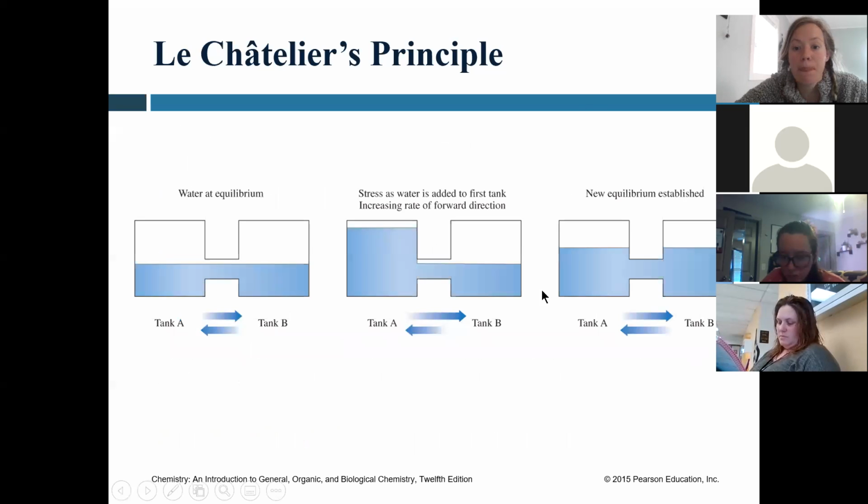This is a nice visual. So here's a water tank, and we have tank A and tank B, and they're connected by a bridge. Tank A gets to flow into tank B, and tank B gets to flow into tank A. And this is at equilibrium, so we have this nice level. Well, what happens if I pour a bunch of water into tank A? I'm stressing out tank A. So what tank A wants to do is flush that water into tank B in order to find a new equilibrium. So the concentration has increased, and then we find a new equilibrium.